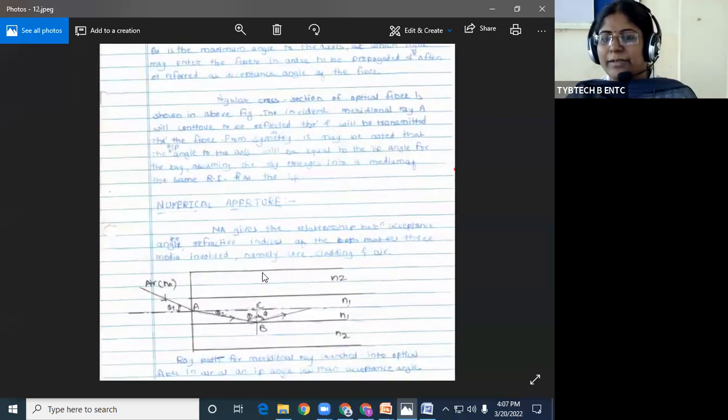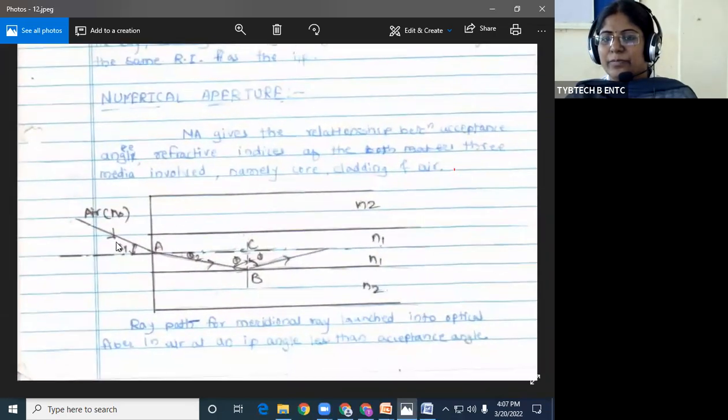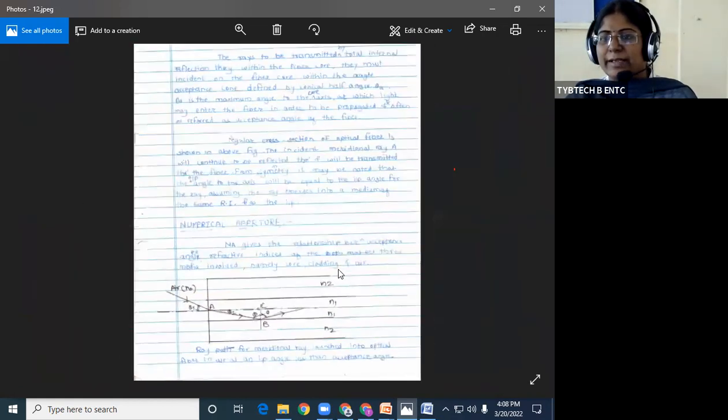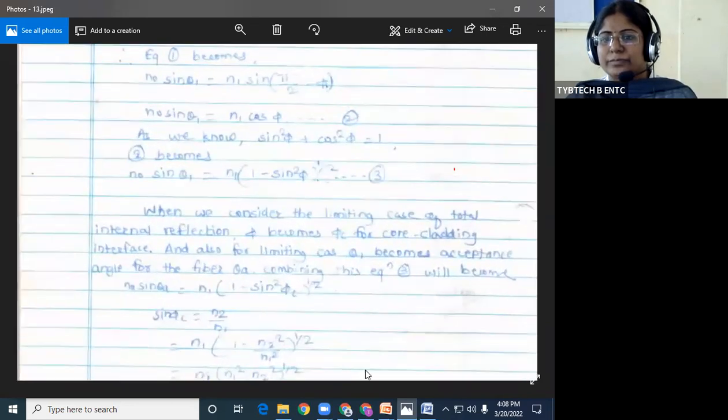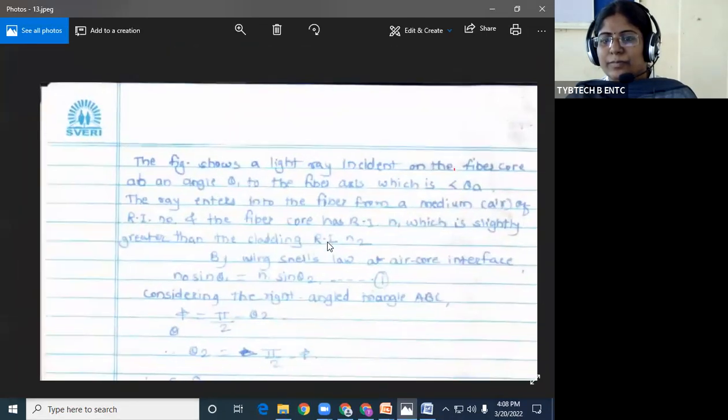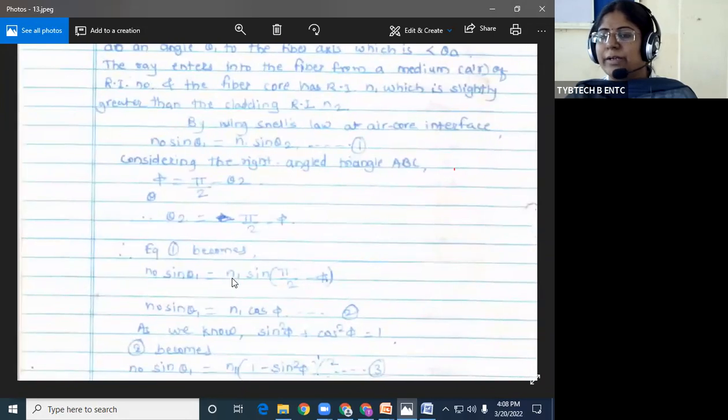काय केलंय आपण ह्या डेरिव्हेशन साठी बघा. एक सिंपल रे कन्सिडर केला. त्याचा अँगल ऑफ इन्सिडन्स θ1 आहे. अँगल ऑफ रिफ्रॅक्शन θ2 आहे. आणि इथं अँगल ऑफ इन्सिडन्स ऍट कोर क्लॅडिंग इंटरफेस इज फाय. नंतर काय केलंय आपण इथं एअर कोर इंटरफेसला स्नेल्स लॉ अप्लाय केला.